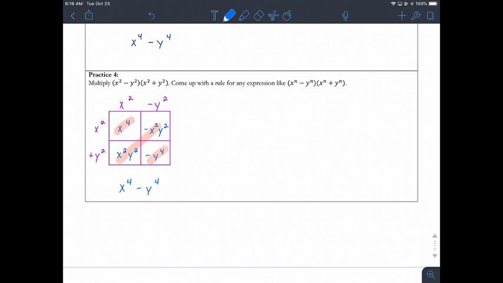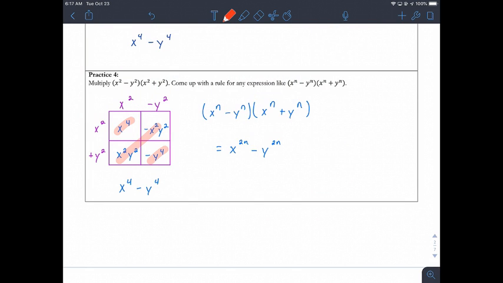So here we've got a similar situation. If we have x to the n minus y to the n multiplied by x to the n plus y to the n, then we can say that we're going to end up with x to the 2n minus y to the 2n. And there's our rule. So whatever we have originally, we're just going to multiply it by 2 in the exponent and put a minus sign in between.